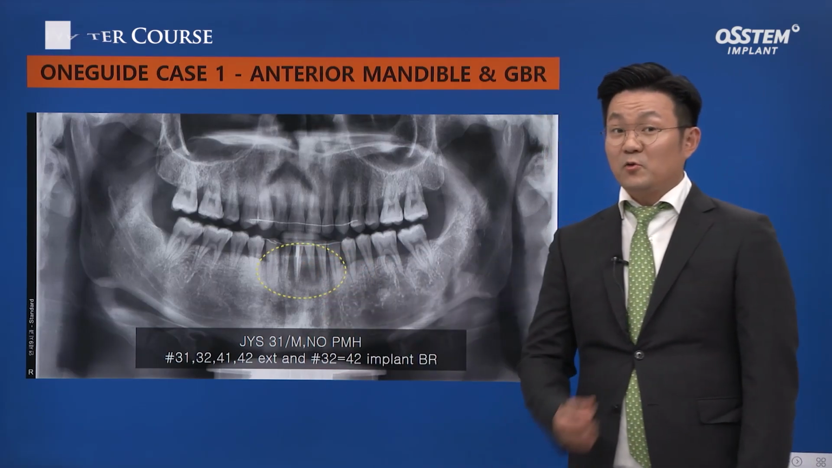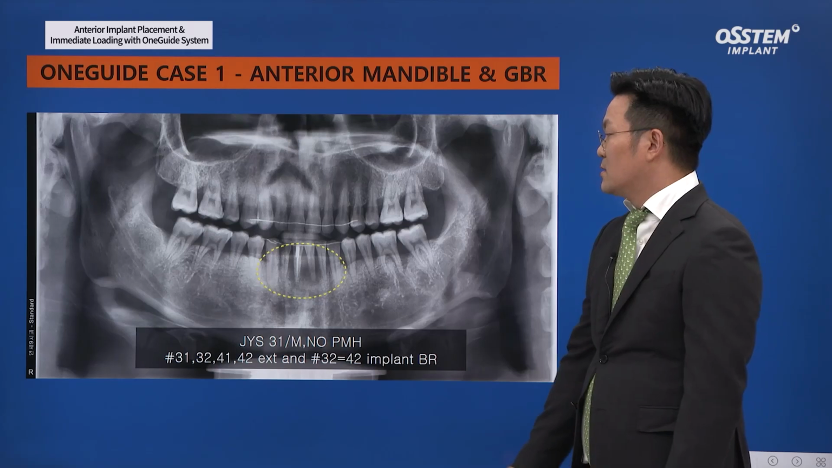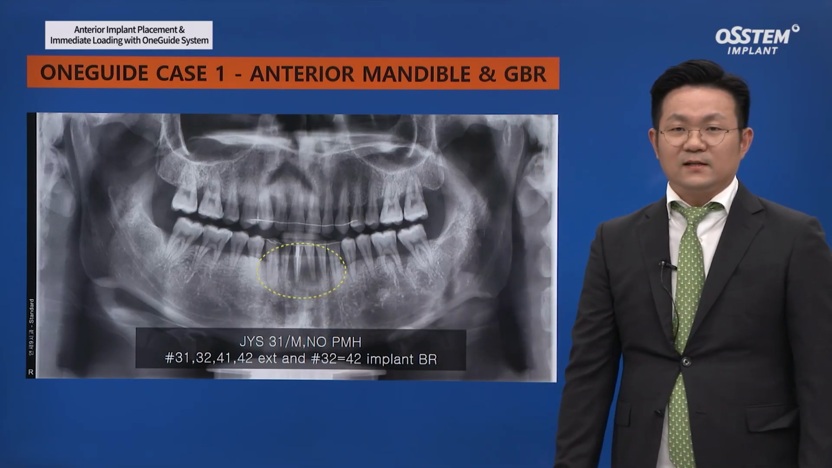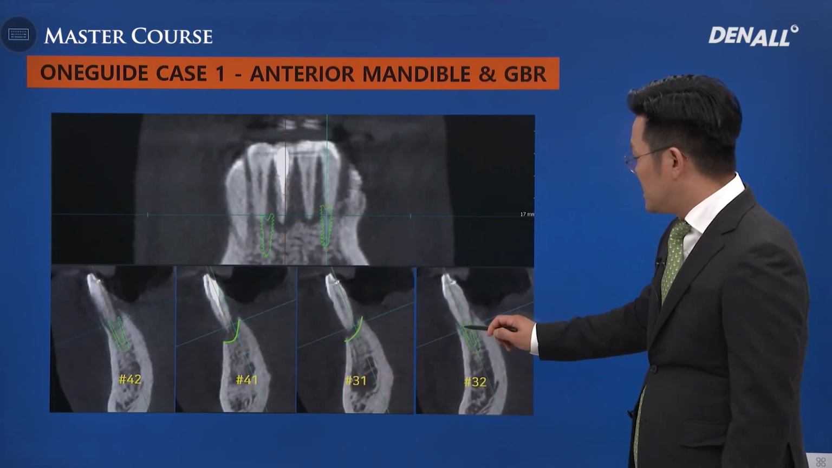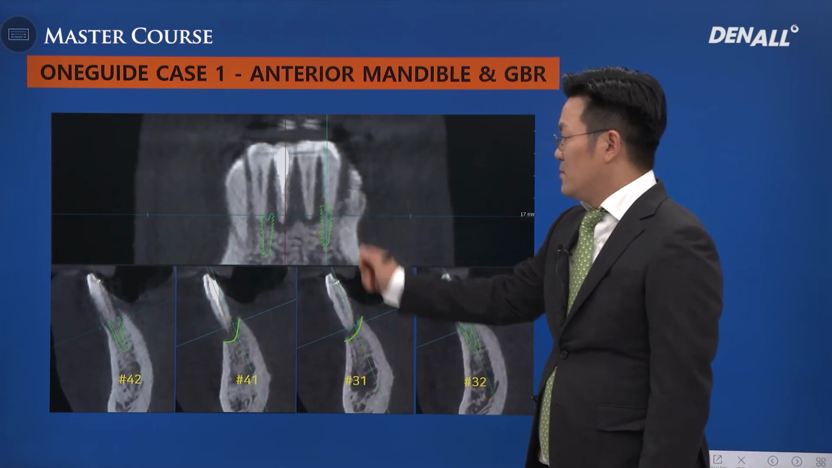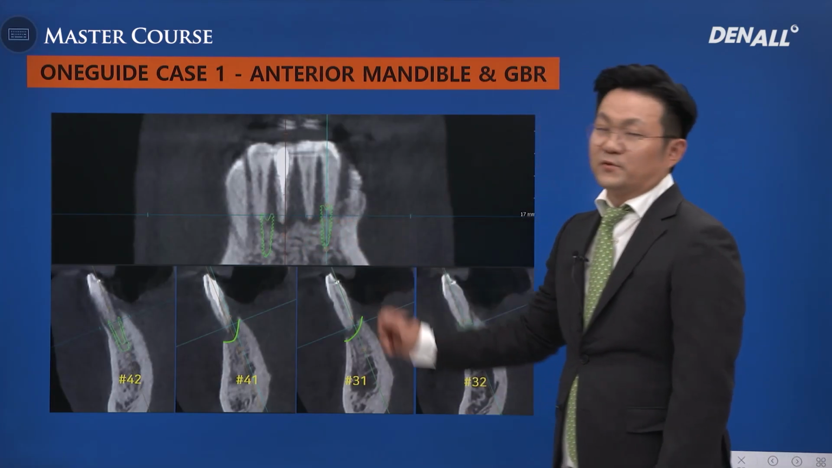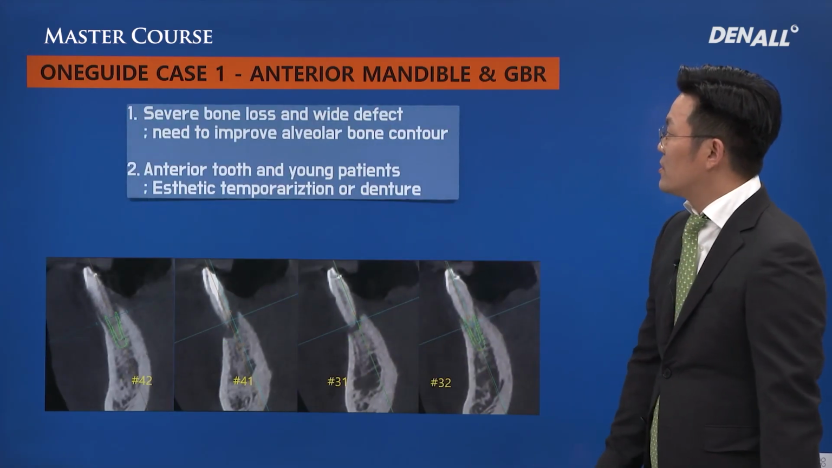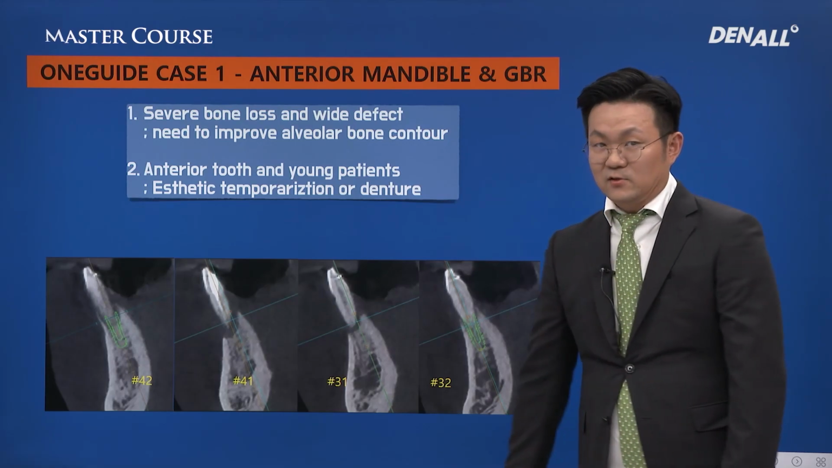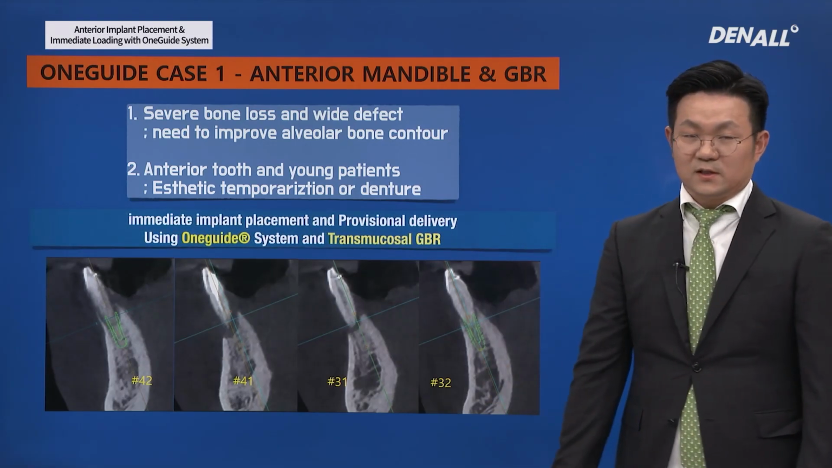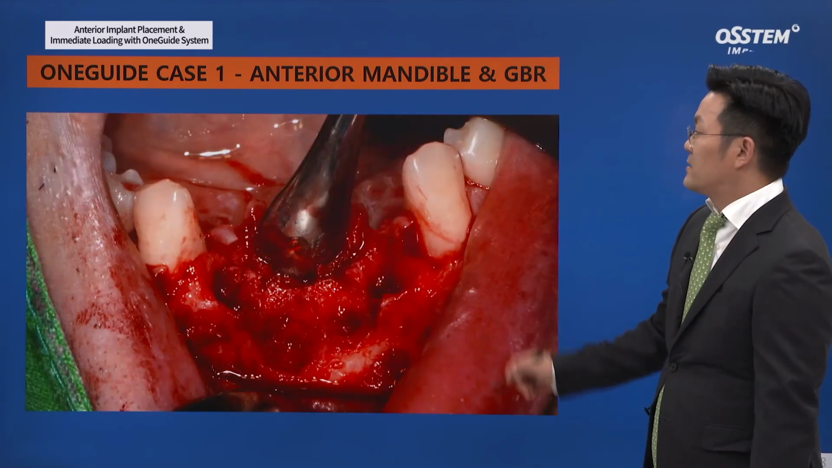There was a retainer, and it was really hard to brush teeth or clean them. There's no bone even at the apex, and you can see all the teeth are moving together, so you cannot really use them. So I had to extract everything, a temporary was used, and I had to focus on aesthetics. Using the OneGuide system, I placed implants immediately after extraction, using the guide.